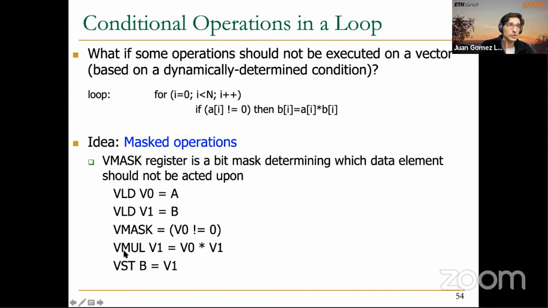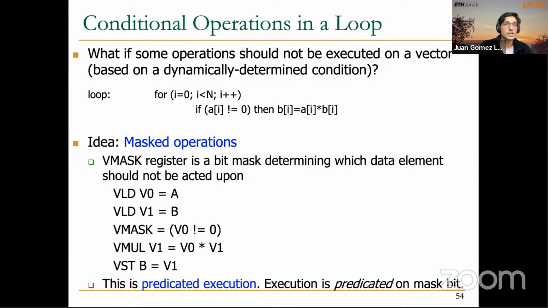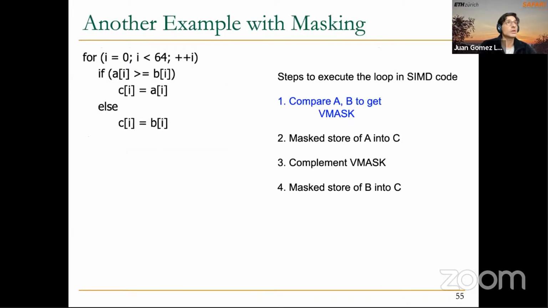Or we may execute the multiplication, but finally not store the result in the corresponding output position. That will depend. There are different ways of doing this, as we are going to see. So this is what we call the predicated execution. I think that you must have already heard about predicated execution, and we call it this way because in the end the execution is predicated on the mask bit.